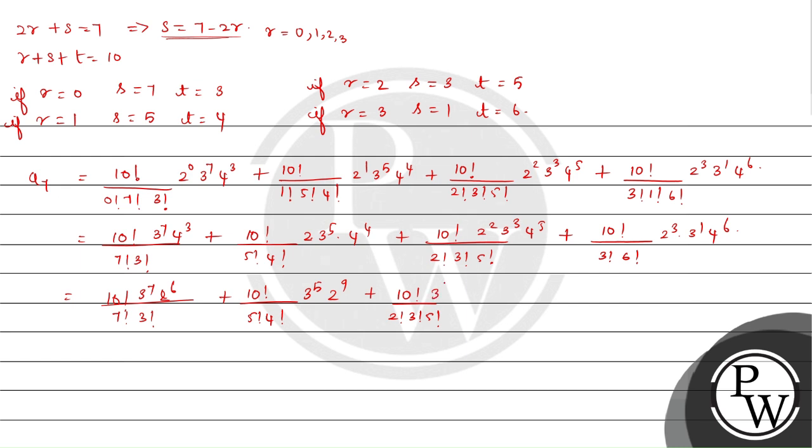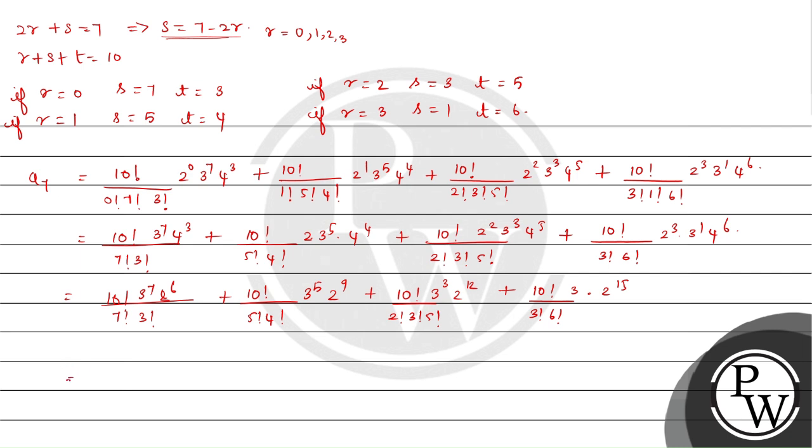3 cube, 4 power 5 is 2 power 10. 2 power 10 into 2 square is 2 power 12, plus 10 factorial divided by 3 factorial, 6 factorial into 3 into 4 power 6 is 2 power 12. 2 power 12 into 2 power 3 is 2 power 15.